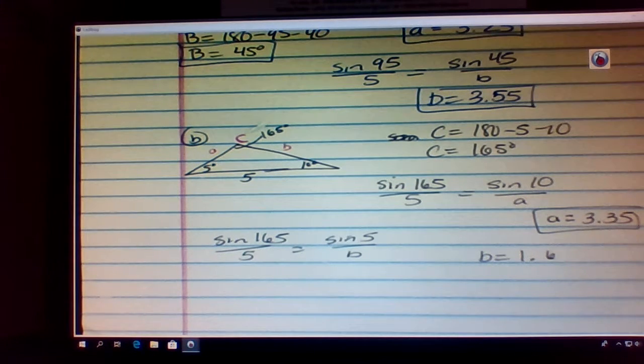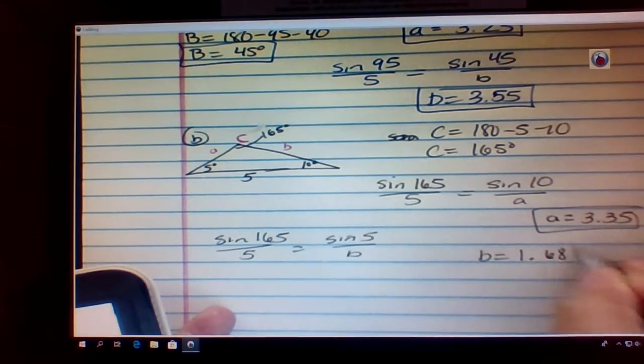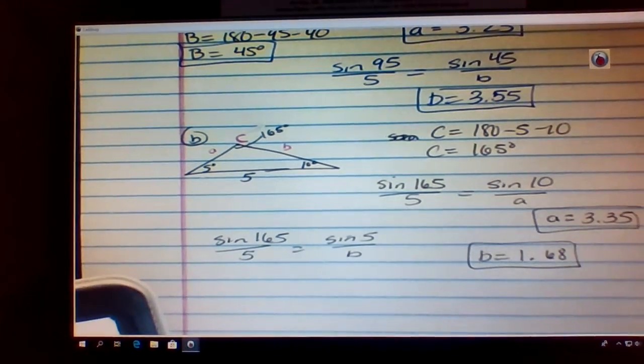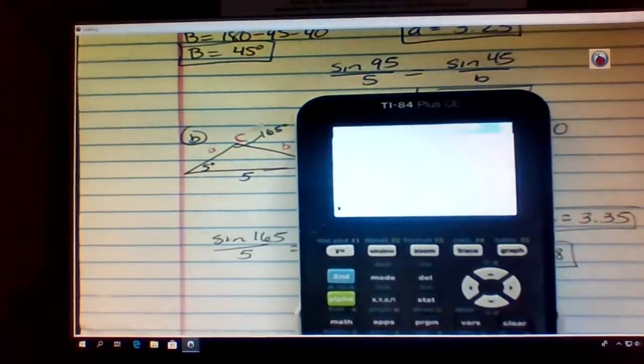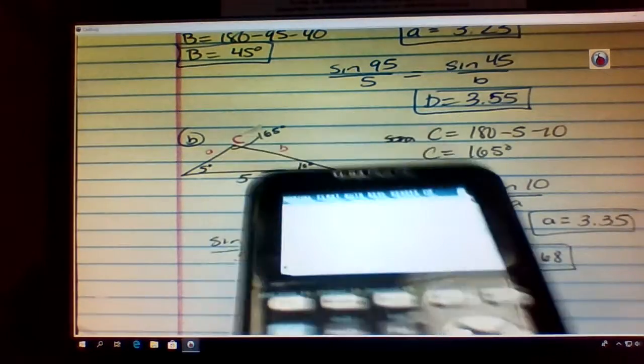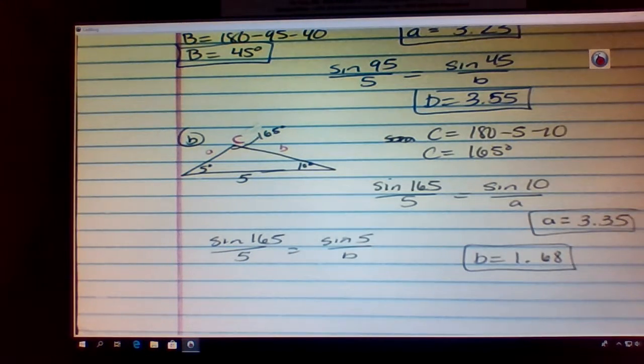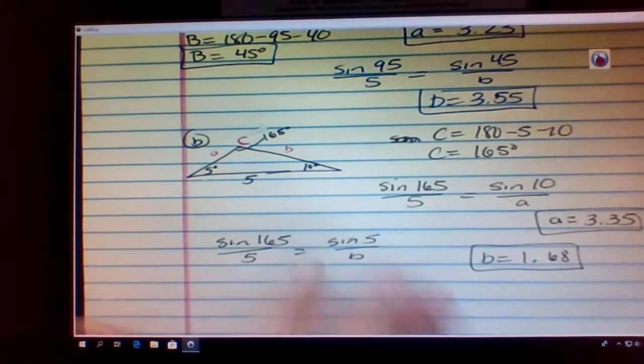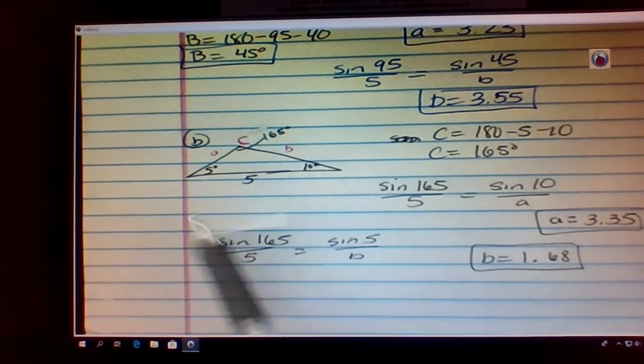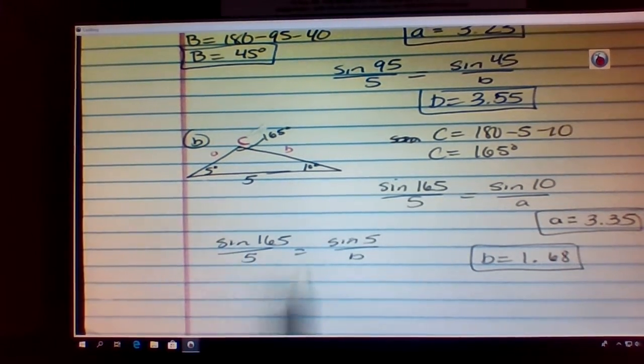I already did that one. 5 sine of 5 divided by sine of 165. You still got 1.68? I don't know, it might be, but I plugged it in with this crazy calculator. Those are two things that I got. So they could give you a triangle, or they could just tell you A is this, B is this, and you draw the triangle and figure out where things go. Are we okay with that?